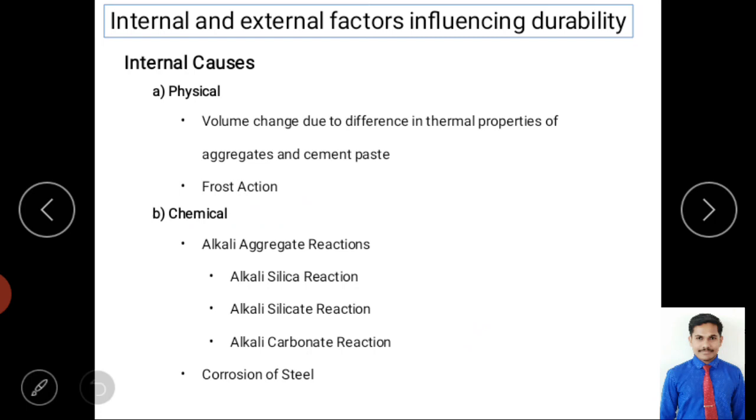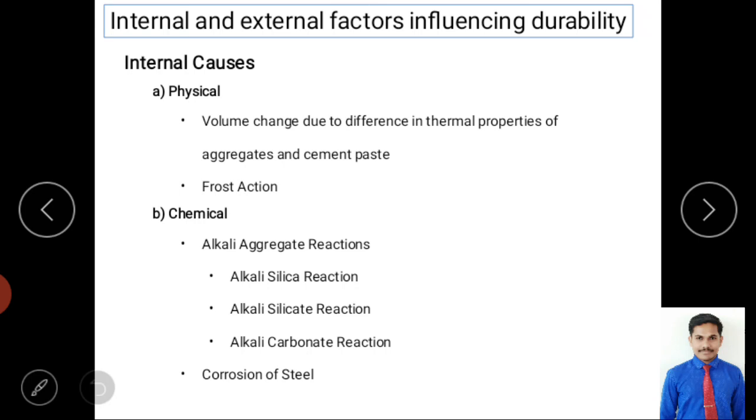Next, internal causes. We studied external causes, right, outside the structure. So now within the structure, what are the different factors? So many factors are there. Some are general categorization, right? But mainly we have to explain this. What are the internal factors within the concrete structure? First one is physical. So how is it physically affected?